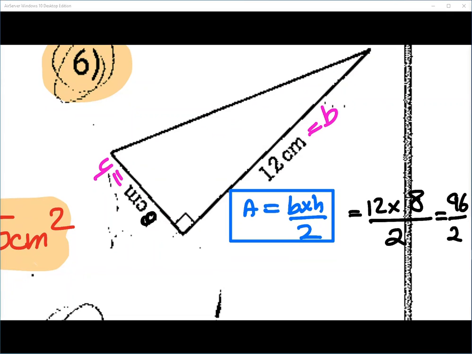48 what? Bananas? 48 centimeters squared. It's definitely not bananas. If there was 48 bananas, I would take them and eat them with my porridge.